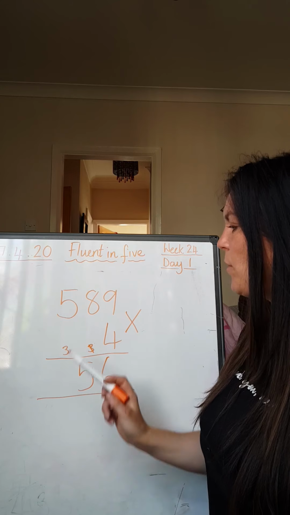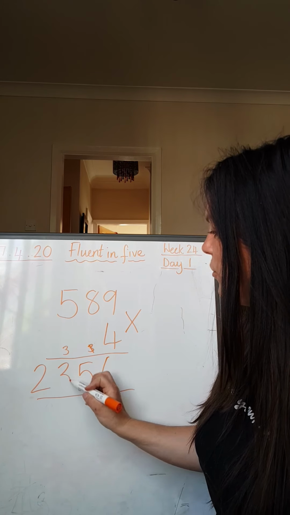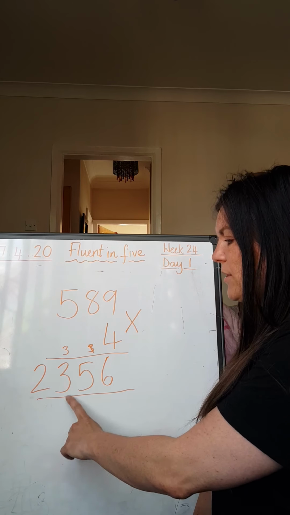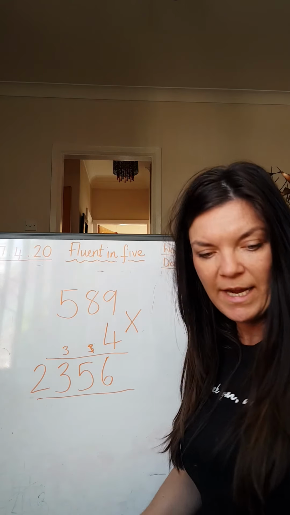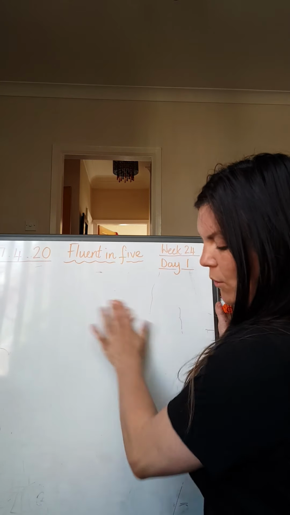5 times 4 is 20. Add the 3 is 23. I'm going to start a thousands column here because I've got no more maths to do. The answer is 2,356. Well done if you got that one right. Question number 2.